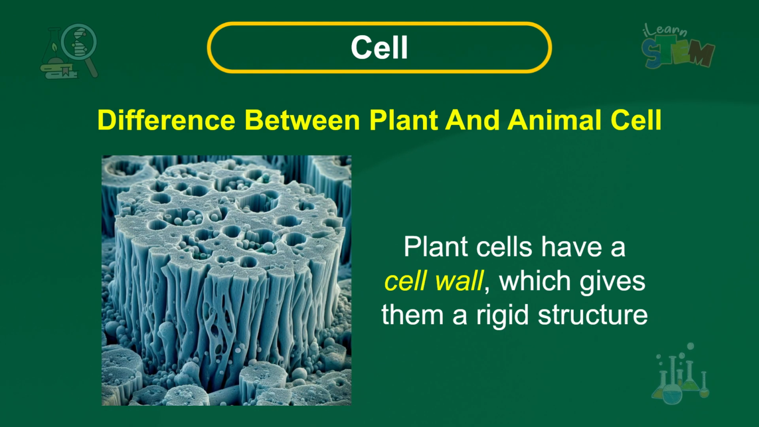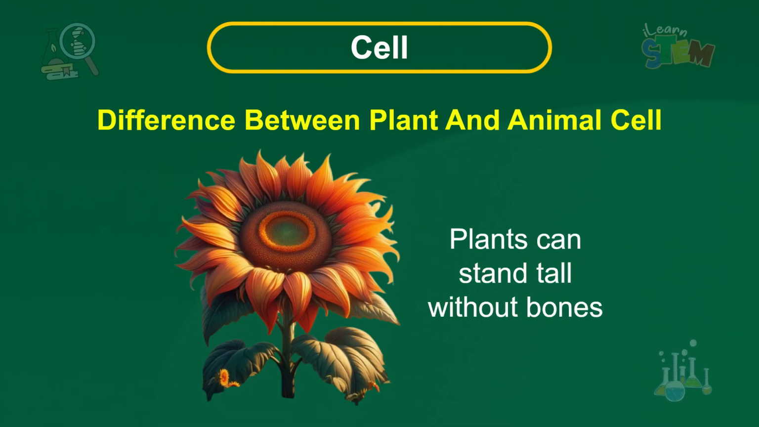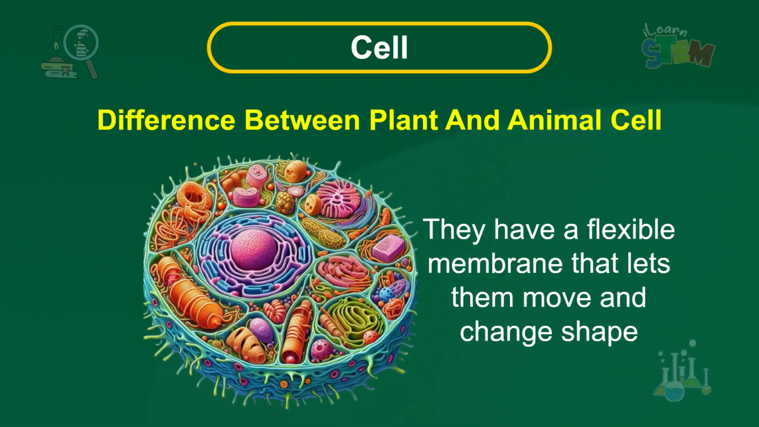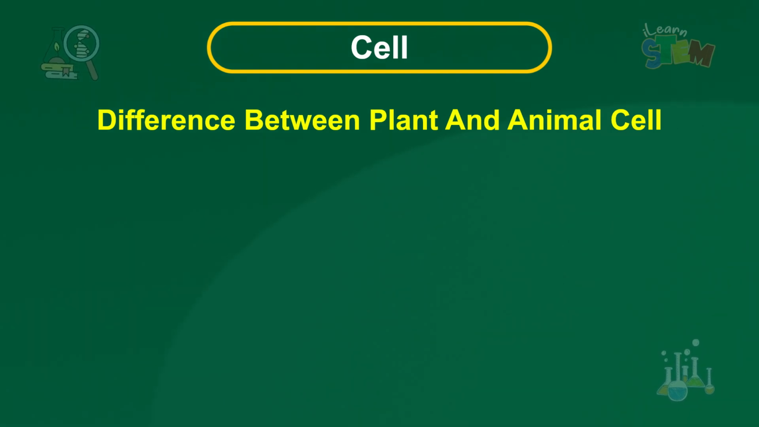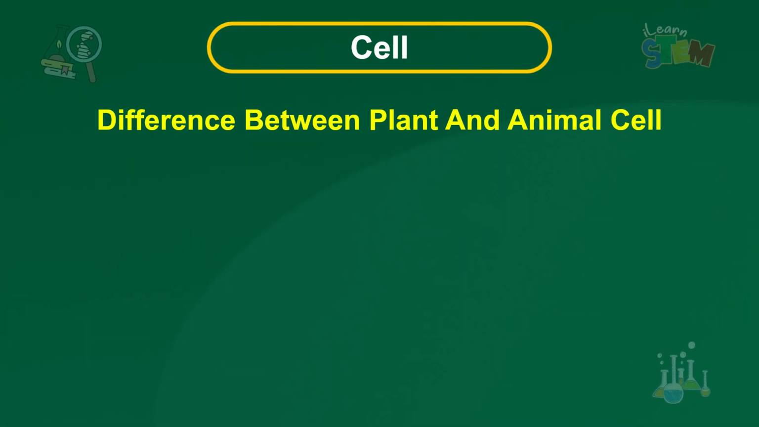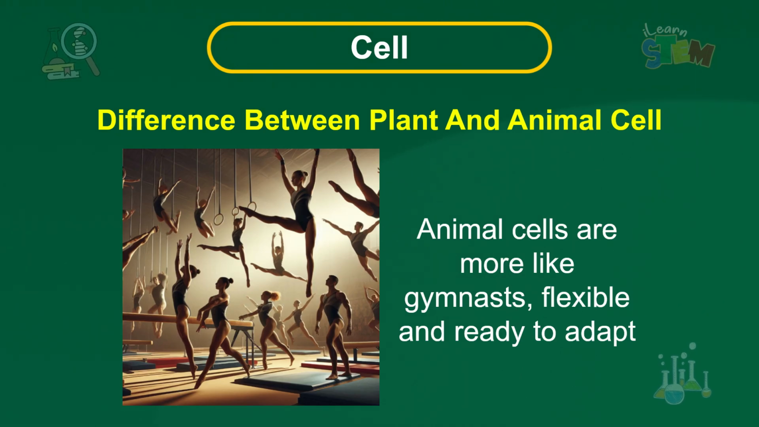1. Plant cells have a cell wall, which gives them a rigid structure. That is why plants can stand tall without bones. Animal cells do not have a cell wall. They just have a flexible membrane that lets them move and change shape. So basically, plant cells are like the architectural geniuses of the cell world, building sturdy structures. Meanwhile, animal cells are more like gymnasts, flexible and ready to adapt.